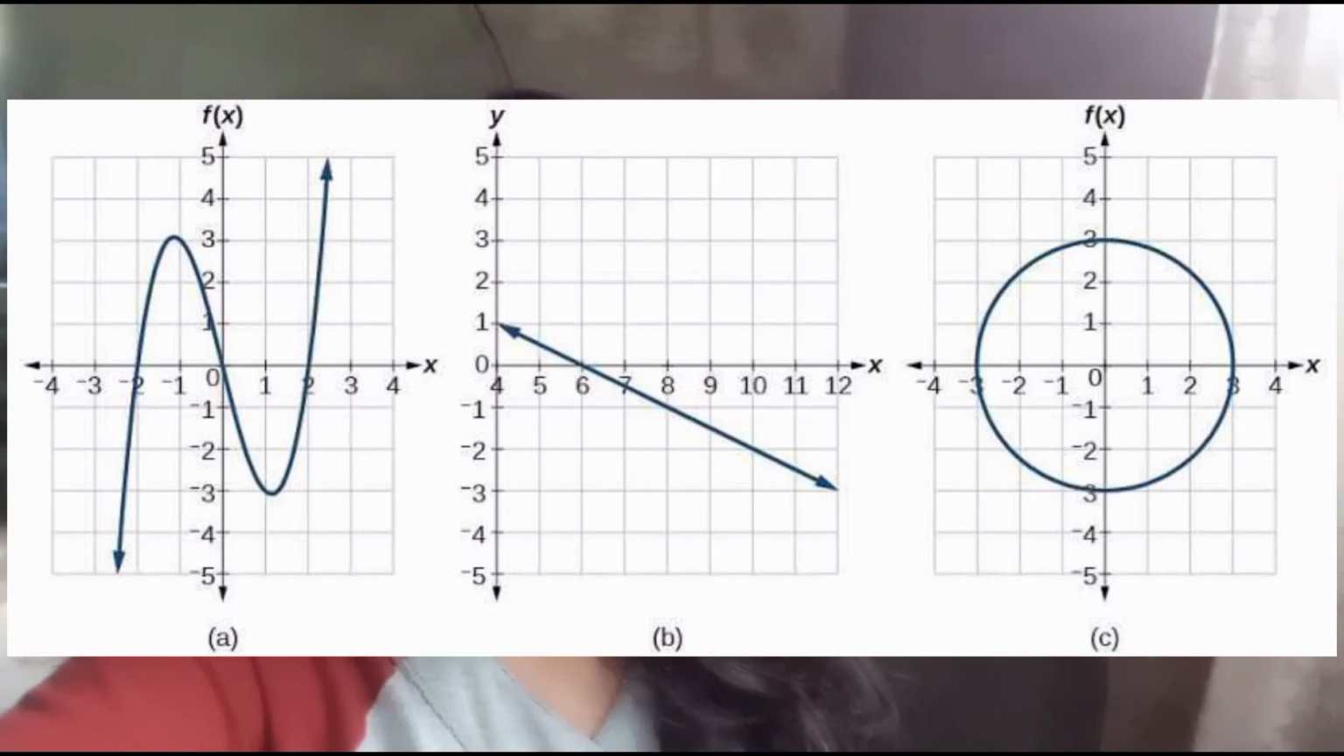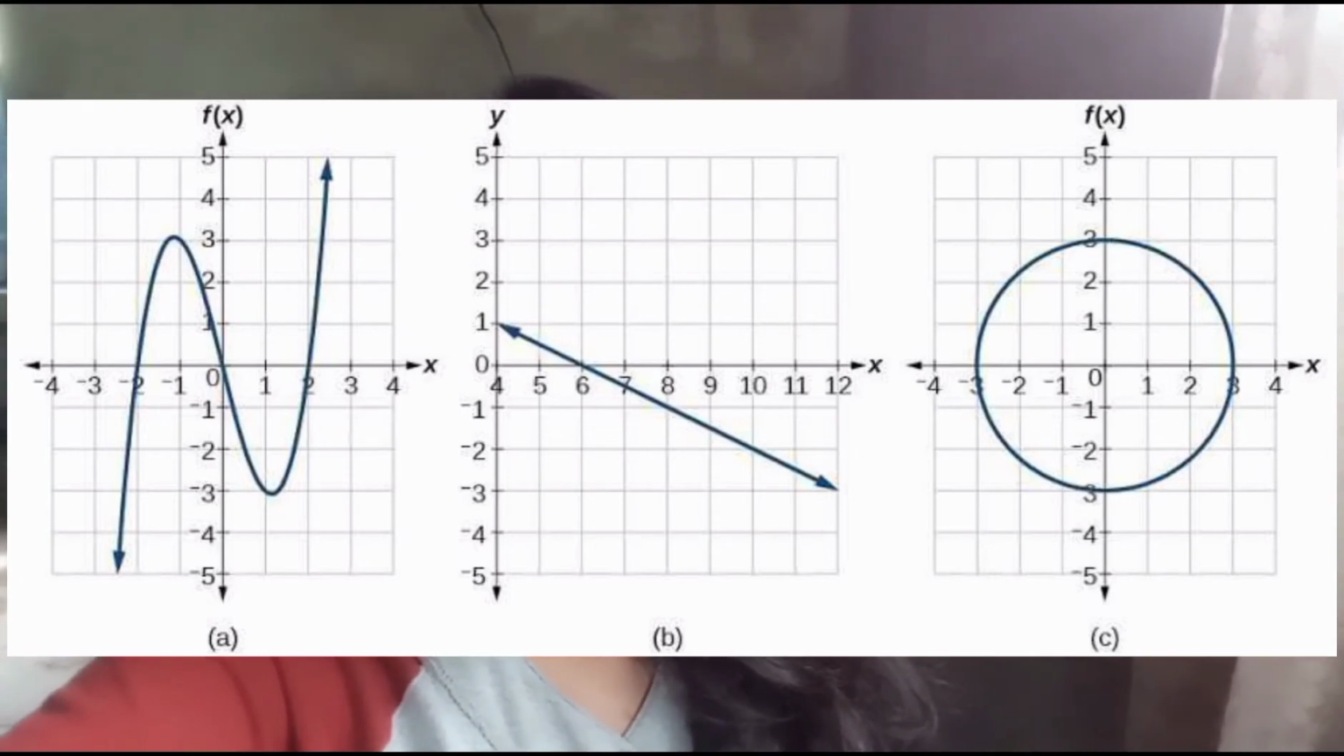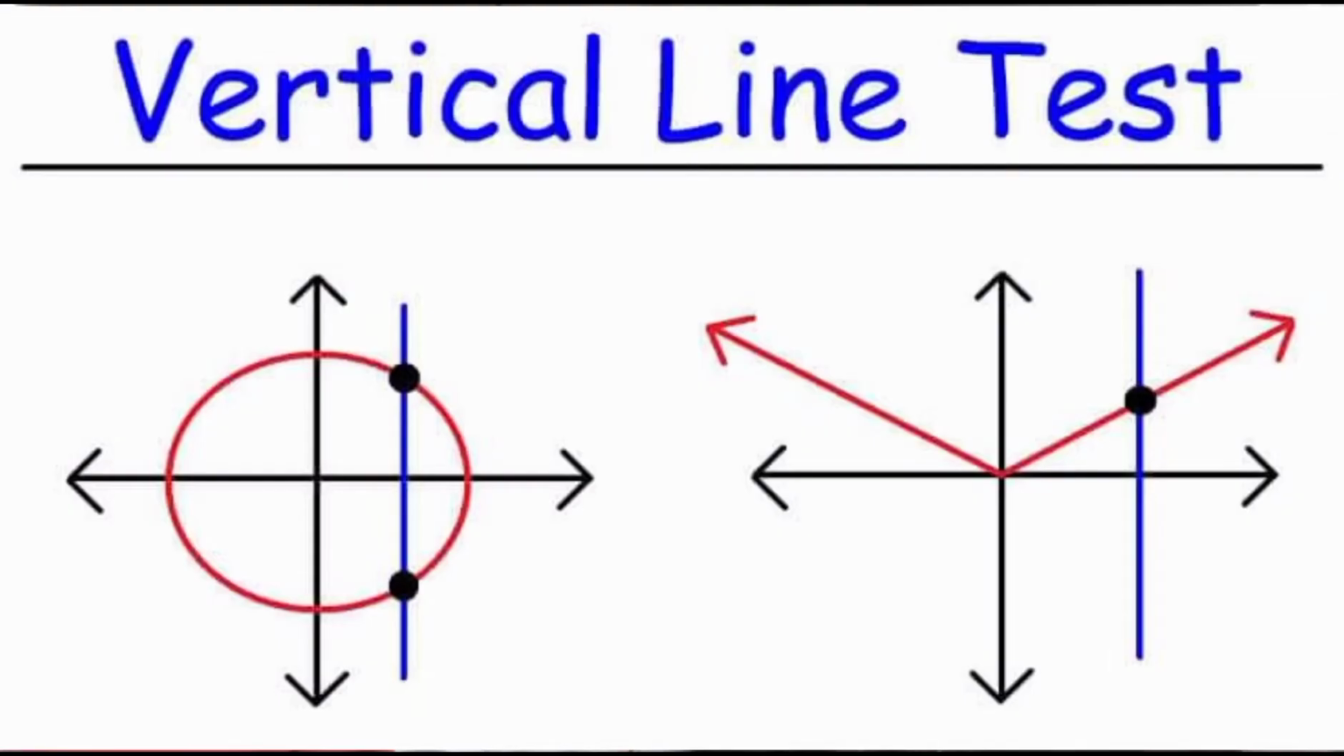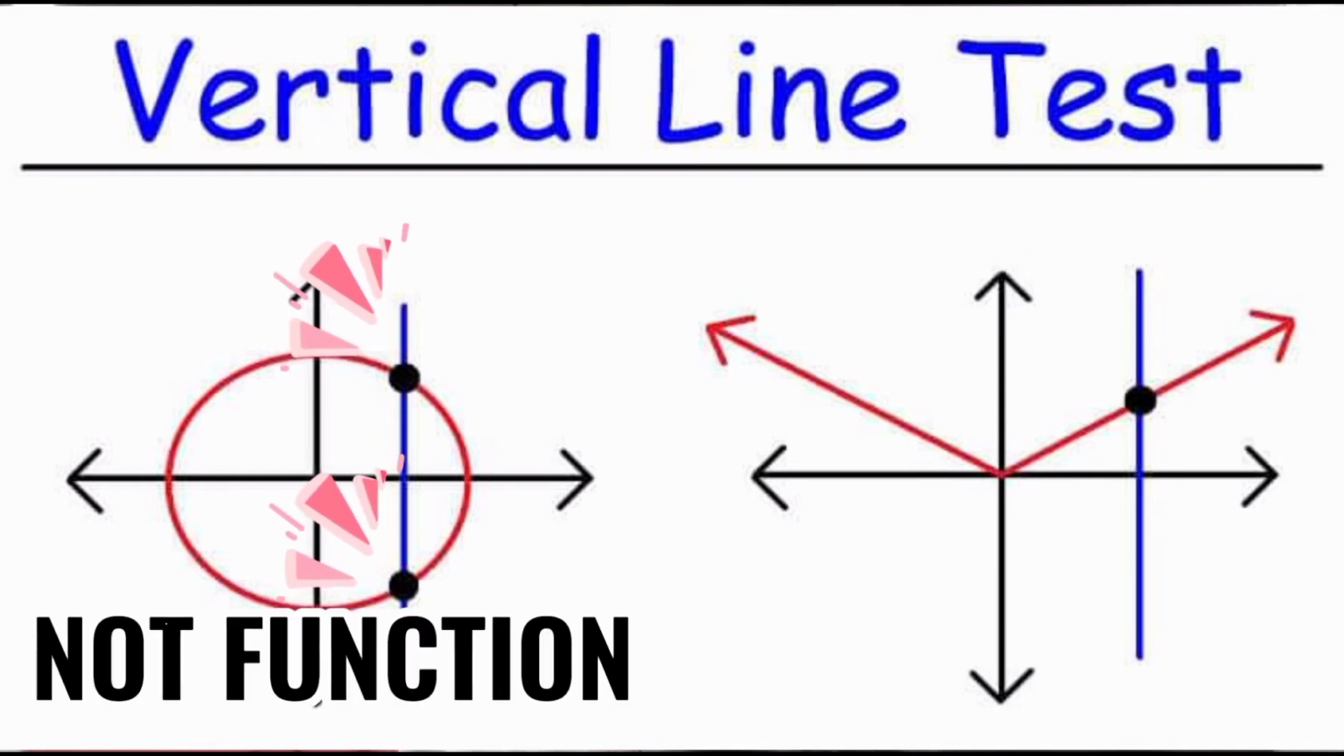Another representation that I want to talk with you about is the graph. By using the graph, we can easily identify a function by using the vertical line test. The vertical line test is to draw a vertical line inside the graph, and if the line meets the graph at one intersection, then it is a function. If it meets at two or more points, then it is not a function.